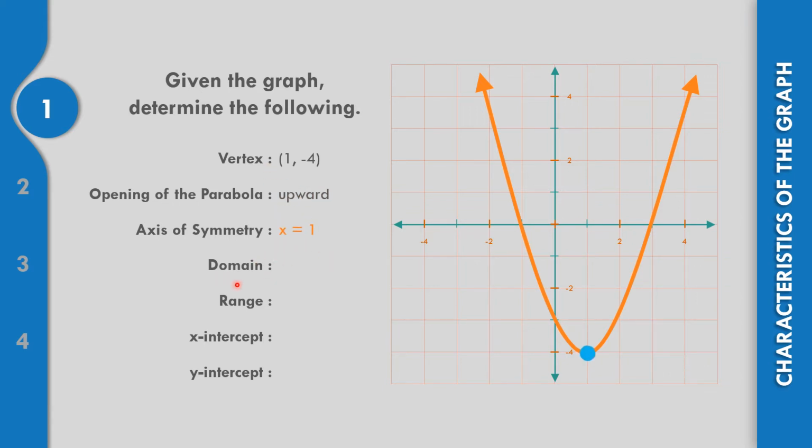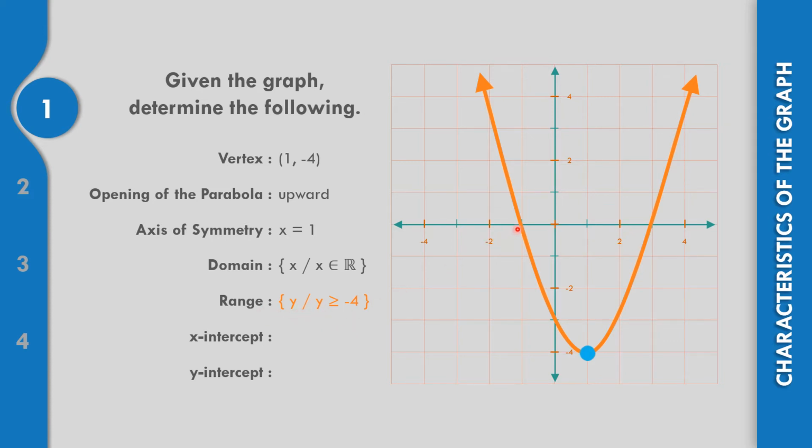How about the domain? The domain of the quadratic function is x such that x is an element of real numbers. How about the range? Yung range natin, since it opens upward, it means y is greater than or equal to negative 4. So y such that y is greater than or equal to negative 4.